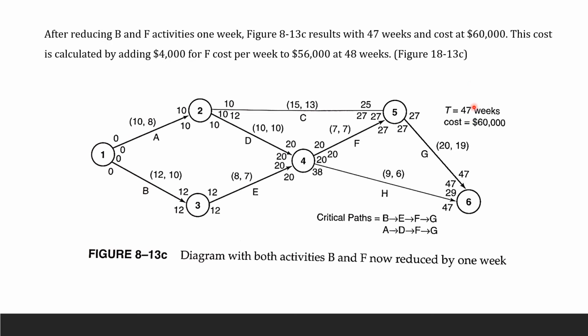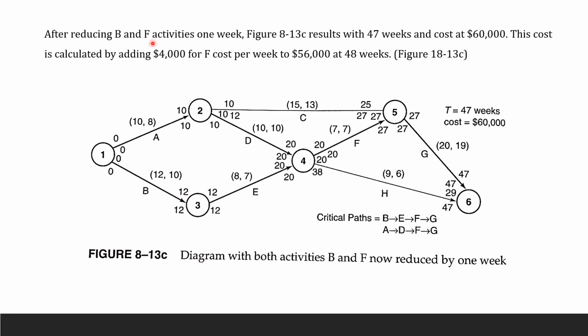47, we're going to reduce again. This time, let's take a look at which one we're going to hit. We're going to hit B and then F activities again. This time we will be adding $4,000 to your previous 56. So that's 56,000 for 48 weeks.